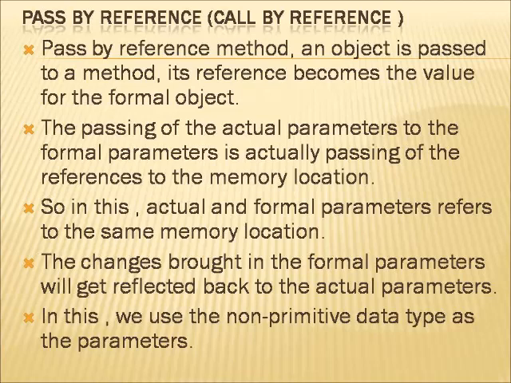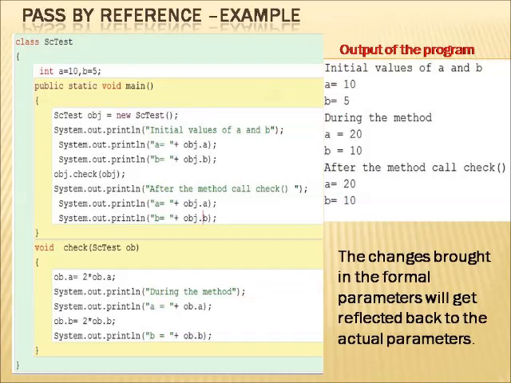Right? So here we use the non-primitive data type as parameters, like an object or a class. Okay, so let's see an example on the next page. In this program you can see that the name of the class is sctest. We have two variables, int a is equal to 10 and b is equal to 5.